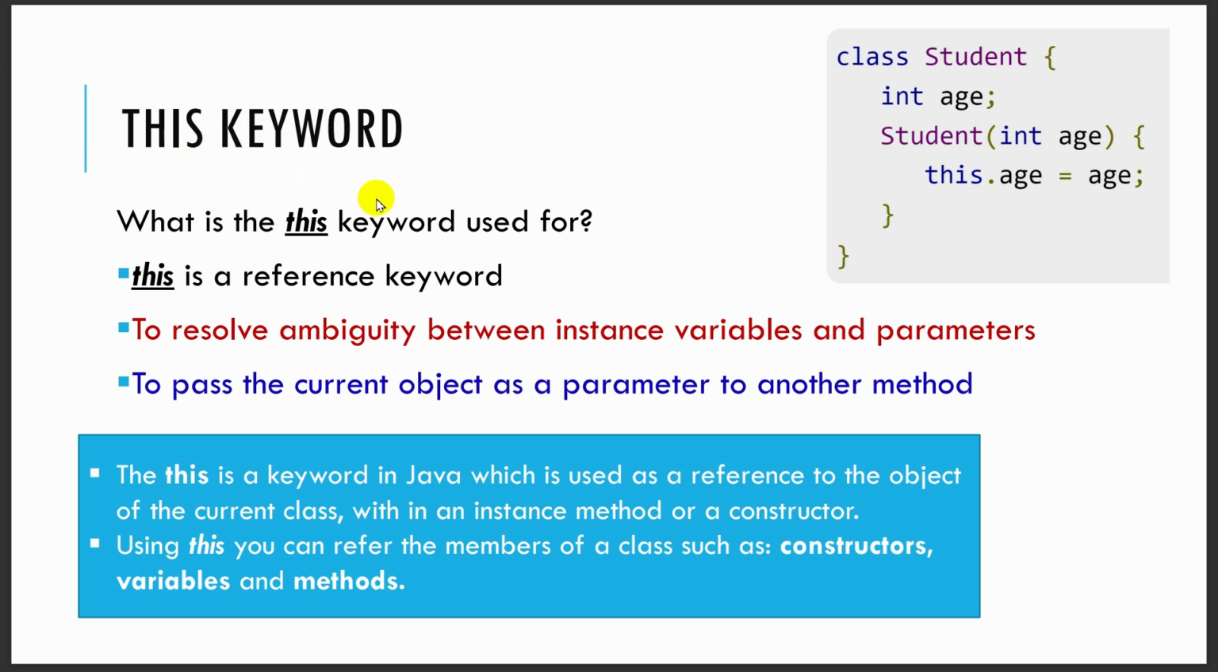So next we come to the second topic, which is about the this keyword. What is the this keyword used for? This is a reference keyword. It is used to solve the conflict between variable and parameter.